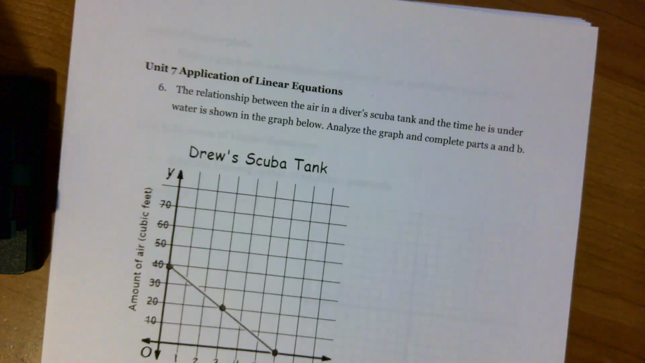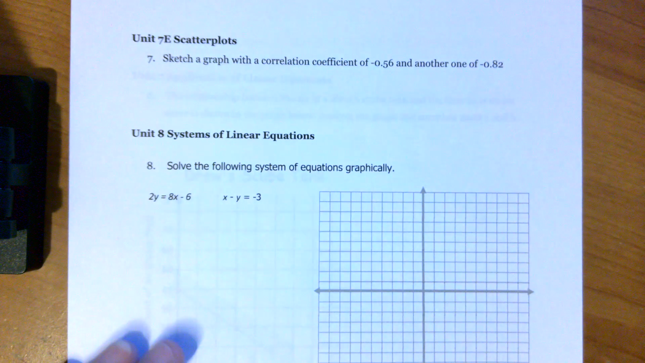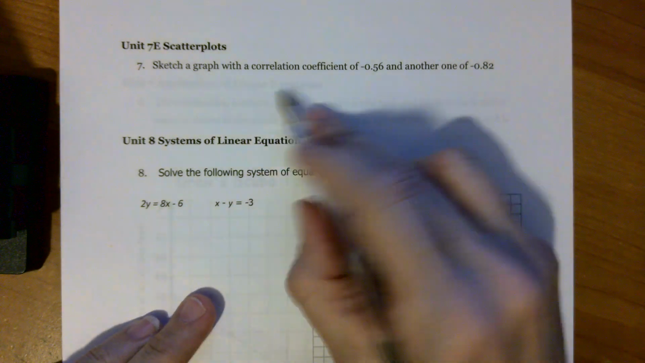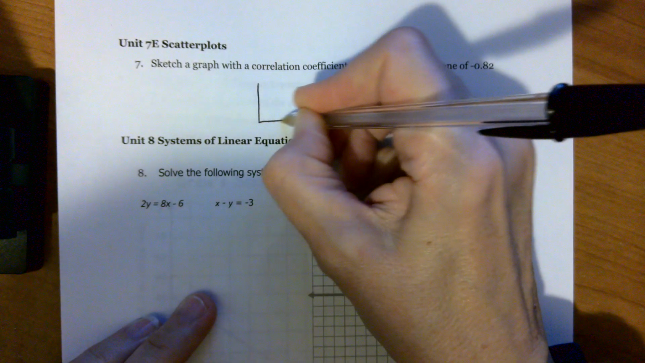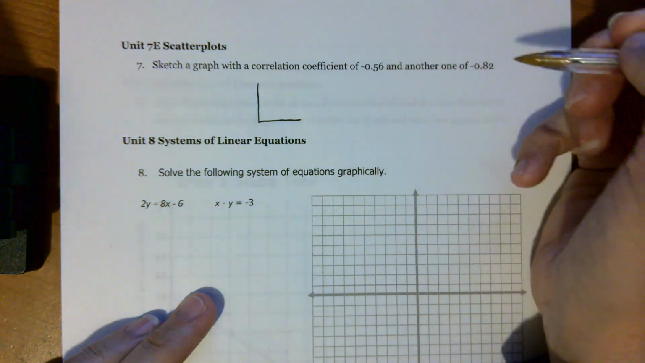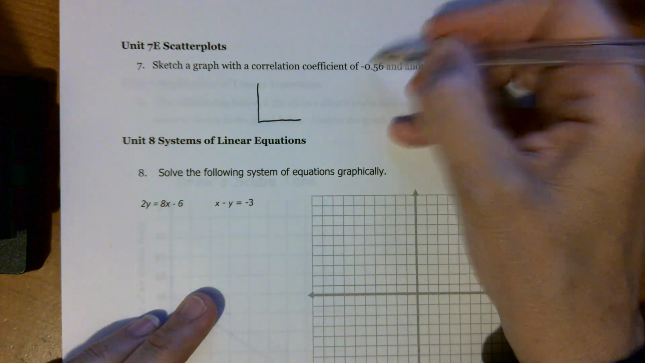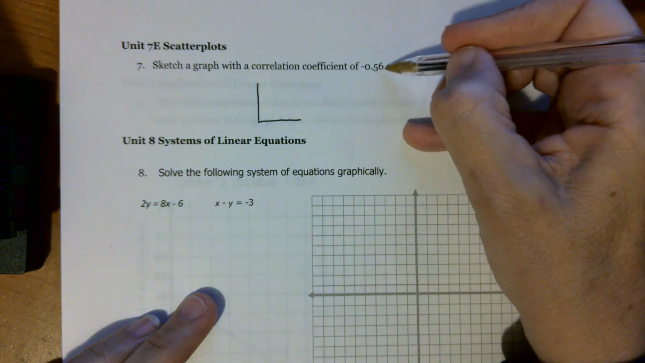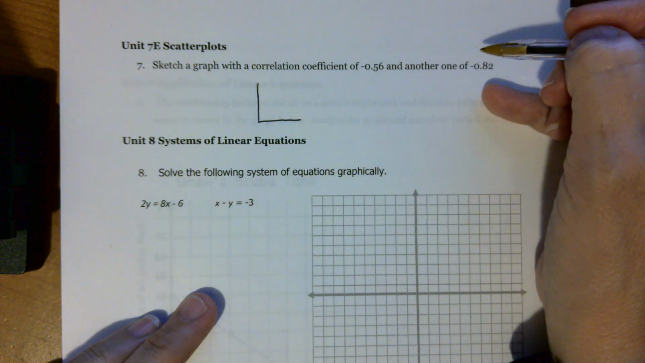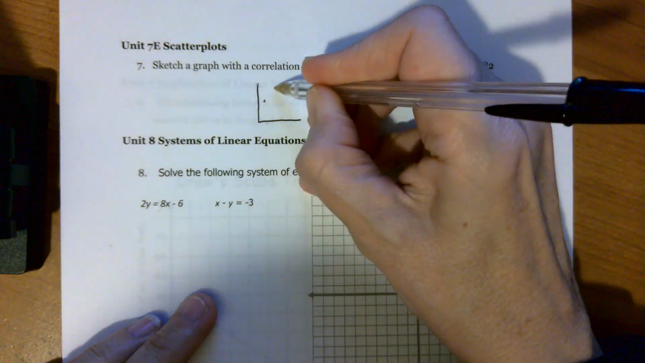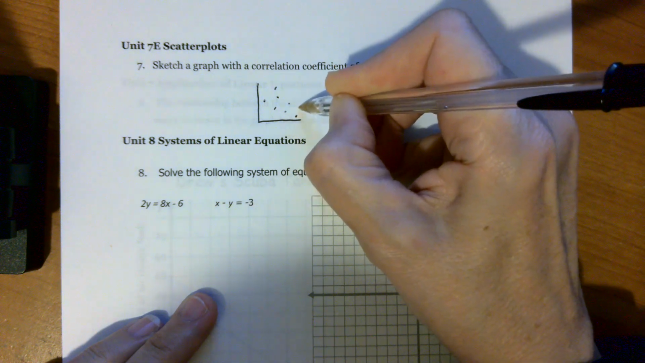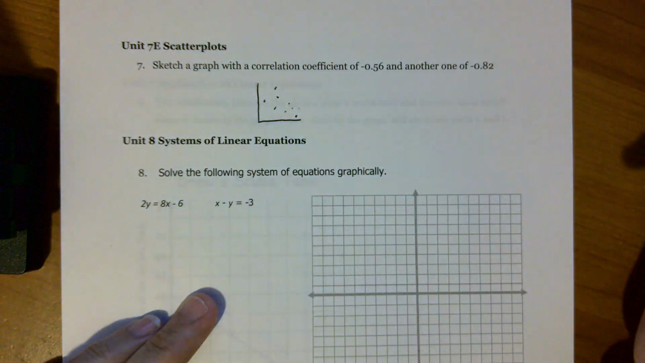All right, and our final series of questions involves your next two units. So unit 7E was a scatter plot. I'm going to draw a quick graph that has a correlation coefficient of negative 0.56. Negative means that as the x increases, the y decreases. 0.56 means it really doesn't have a strong relationship. So the dots are shown that they're going down, but they're pretty much scattered all over the place.